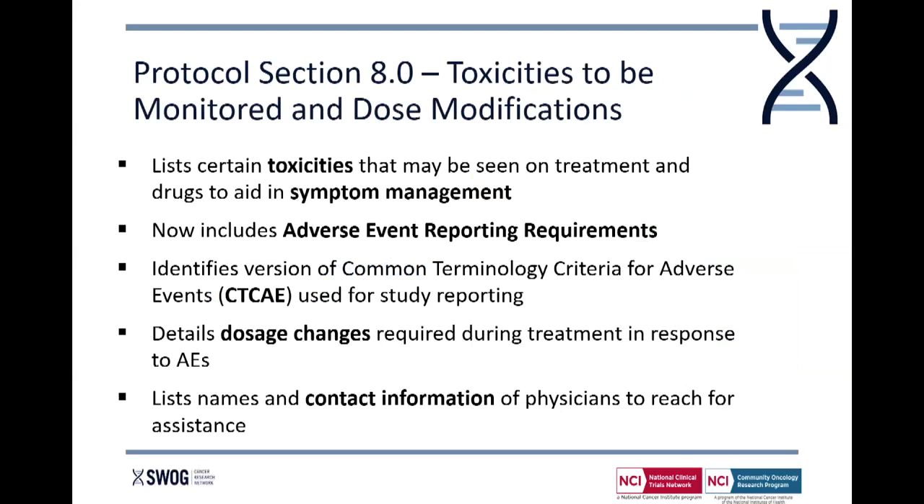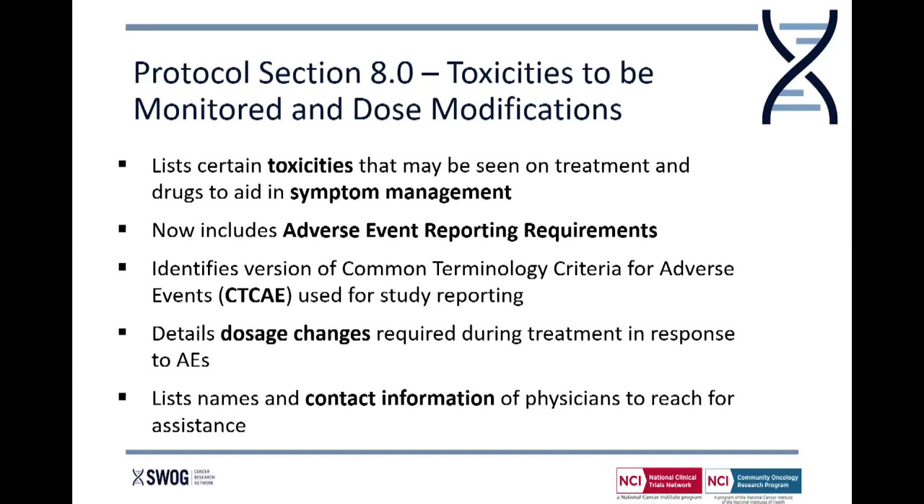Section 8 is the toxicities to be monitored and dose modification section. As you can see, it contains a lot of important information. It lists certain toxicities that may be observed on the trial, as well as symptom management medications and adverse event reporting requirements. Section 8 will always tell you which version of the AE criteria is being used for that study and where to access it online. All newer SWOG protocols use CTCAE version 5, but older protocols might use CTCAE version 4 or even version 3. So it's very important to check Section 8 of the protocol to see which version is being used for that protocol.